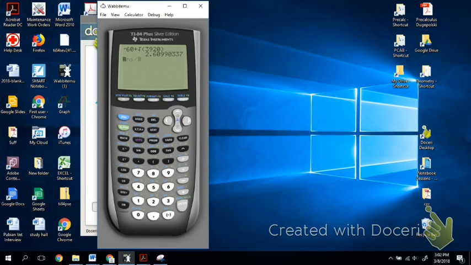Now all I have to do is hit divide. Divide will automatically let your calculator plug that in. Now that number is in my numerator. Now I'm just going to divide it by negative 32. And I come up with negative 0.08.